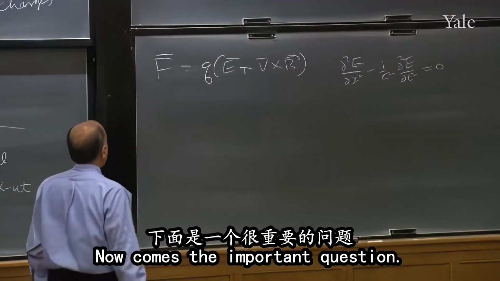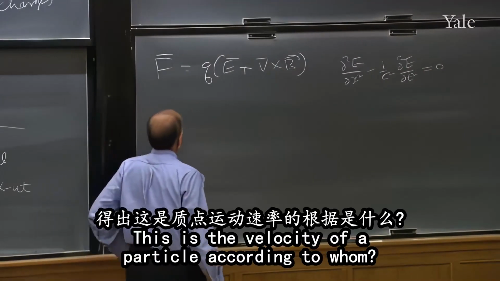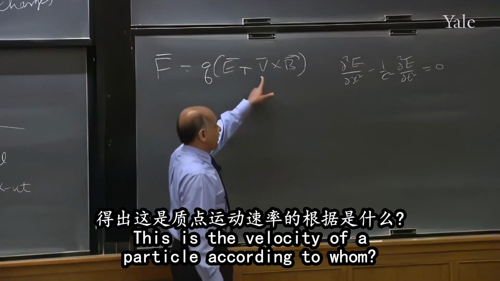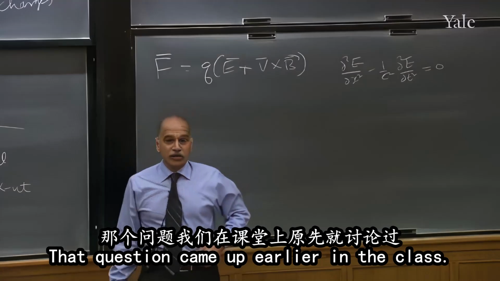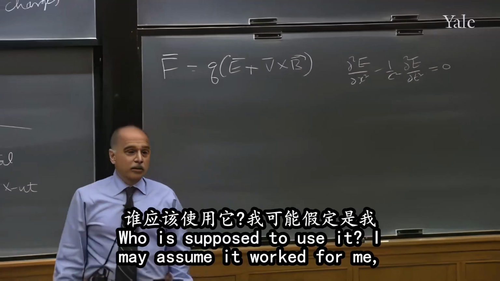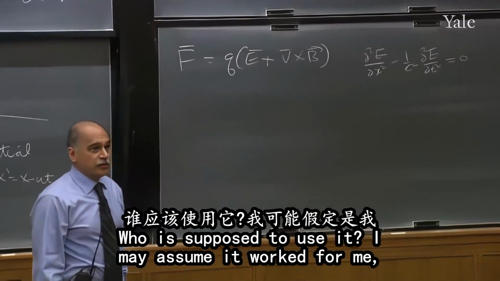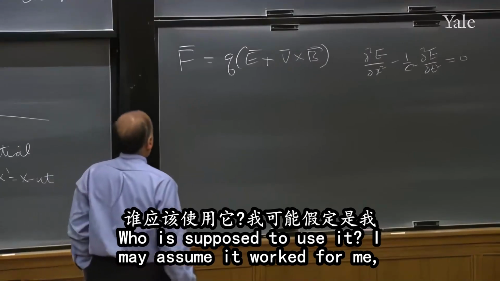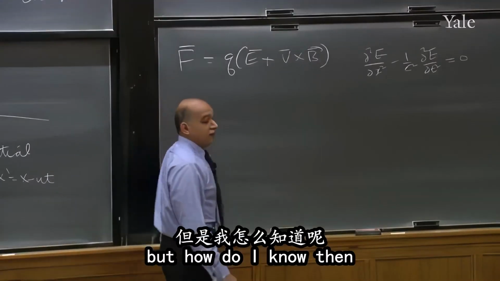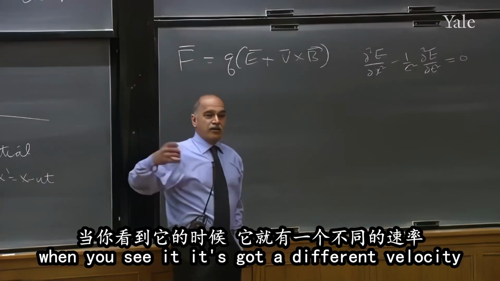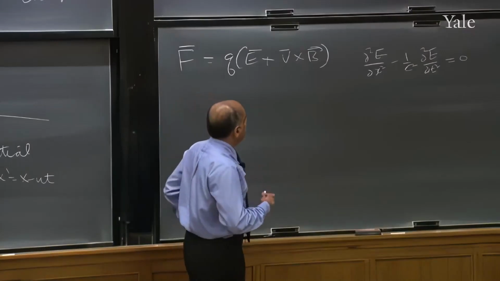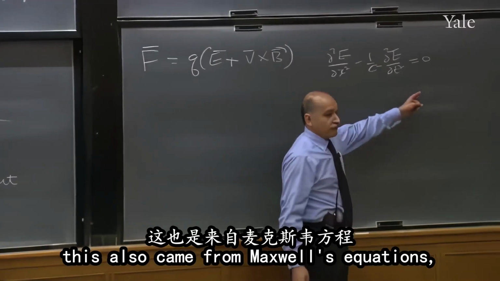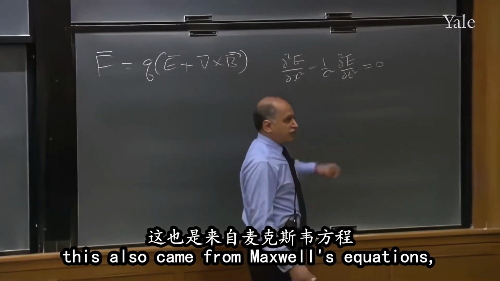Now comes the important question. This is the velocity of a particle according to whom? That question came up earlier in the class. Who is supposed to use it? I may assume it worked for me, but how do I know then when you see it, it's got a different velocity, will you get the same physical world that I get? Now let's look at this equation. This also came from Maxwell's equations.